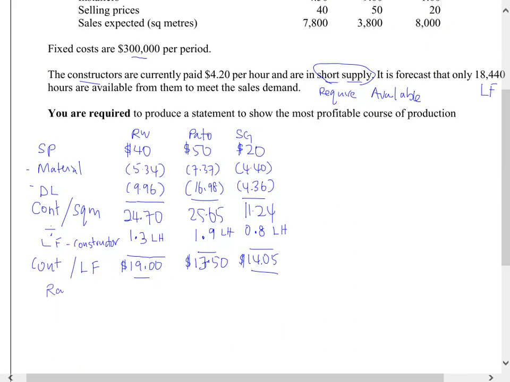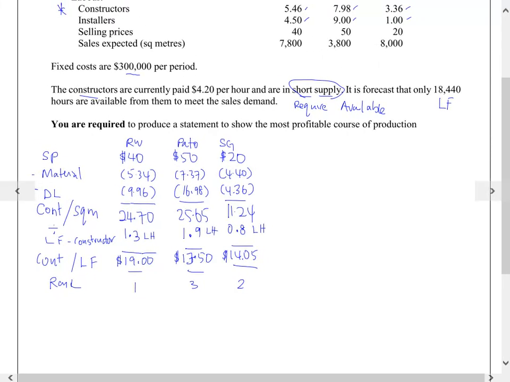Rank 1, 2, 3. Okay. OPP, optimal production plan. You have 18,440 hours. For the OPP, we start with RW, 1.3 hours.